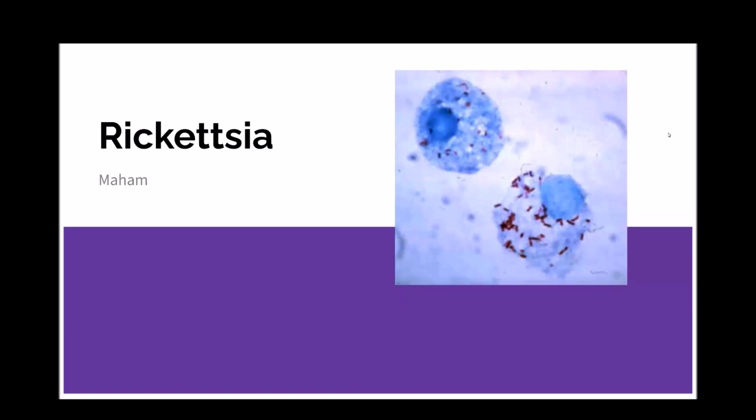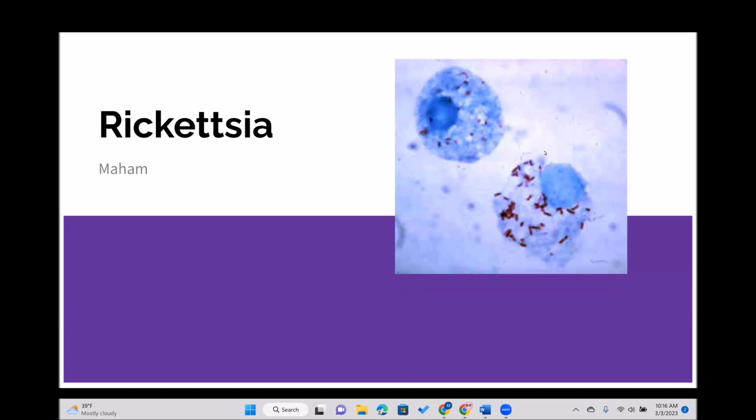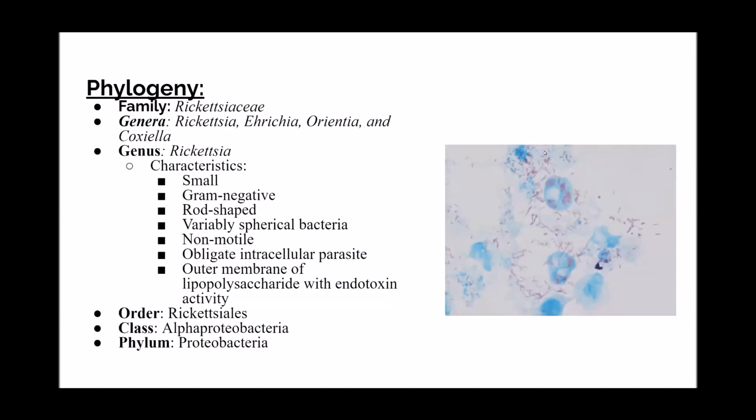Hello, my name is Maham, and I chose to do my project on Rickettsia. So Rickettsia is from the family Rickettsiaceae. There are 4 genera: Rickettsia, Orientia, and others. The genus I'll be focusing on is Rickettsia.